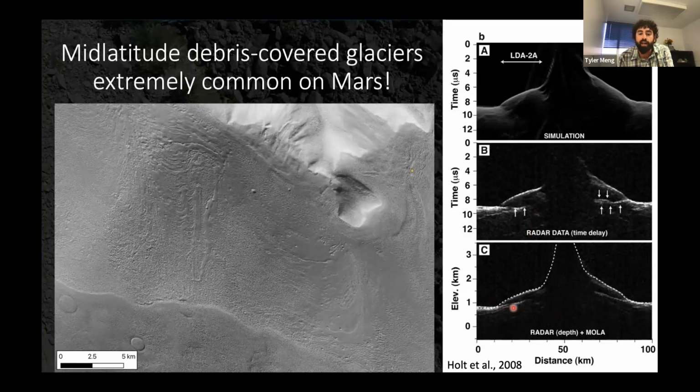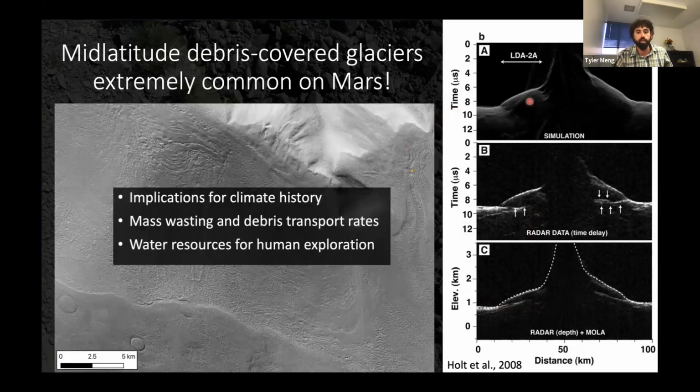So that's the background information we're starting off with on Mars. We already know that there are these huge debris-covered glaciers that have a relatively high water ice content. This has implications for climate history as we map out the stratigraphy and potential surface morphology patterns on these debris-covered glaciers.